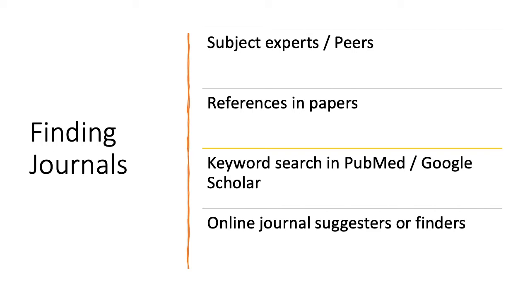A simpler way is to search keywords of your article in PubMed or Google Scholar or any search engine, which will give you a list of articles, and from those articles you can retrieve which journals used to publish such articles. And then again, to leverage the age of technology, we can use some online journal suggesters or finders. I will show you some of the online journal suggesters or finders in the next few slides.